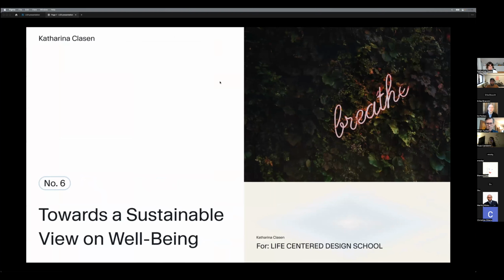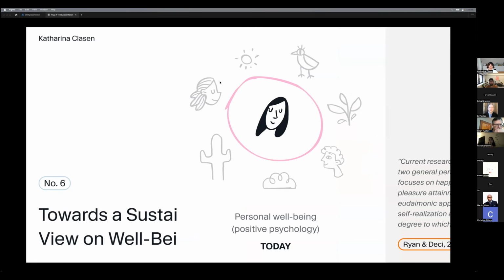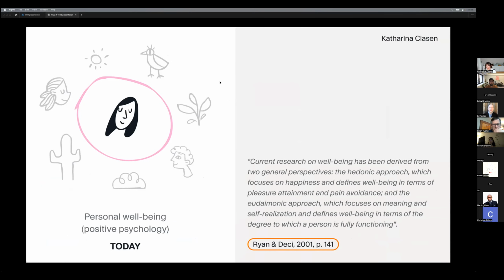And my last point is very important for me at the moment, and that's what I'm working on and researching most. I want to see us develop towards a sustainable view on well-being, because I feel like the view on well-being that we are very used to, for example, in user experience design, is a rather personal view on well-being.